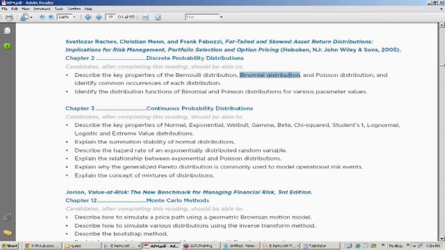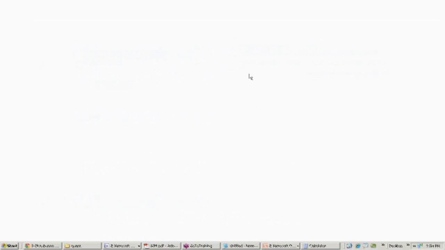In discrete probability distributions, there are only two distributions that you have to cover, binomial and Poisson. If you are able to understand these two distributions, Bernoulli is actually a part of the binomial distribution. Now, what is a probability distribution?